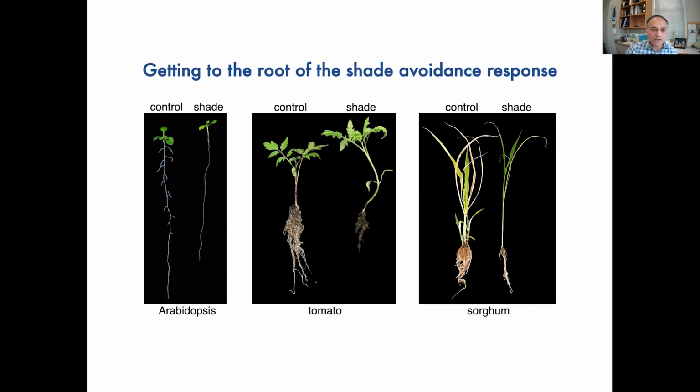As you know, plants do not have a brain or a central nervous system. So how does a shoot talk to the root, right? What is the nature of the long distance communication in plants?